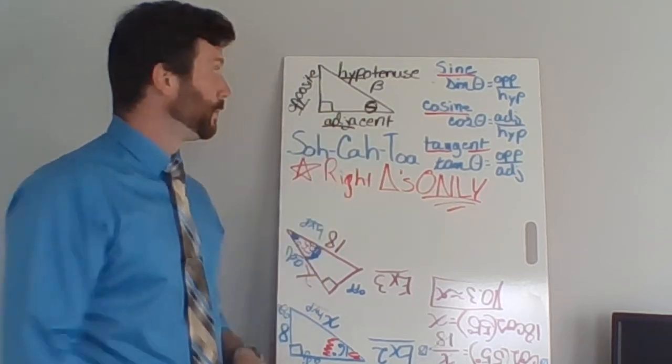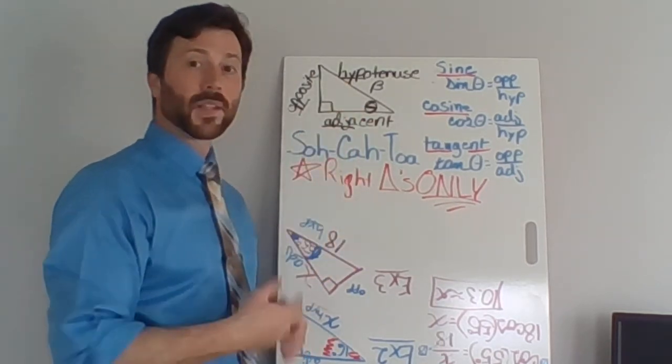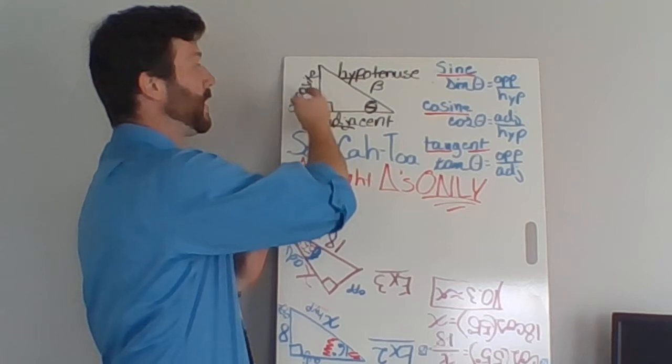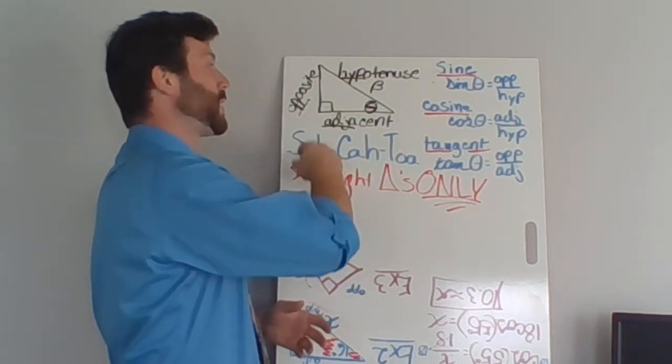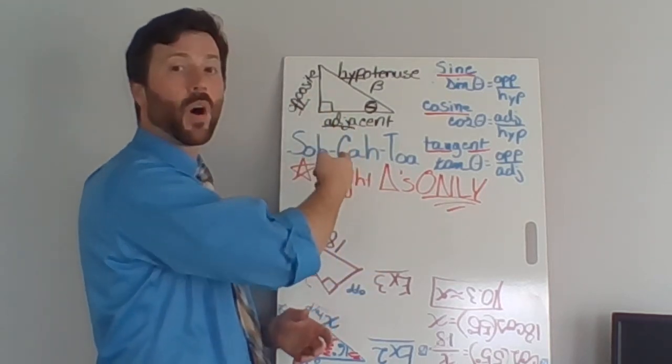So, given a right triangle, the side opposite that right angle is going to be the hypotenuse. The side opposite the given angle we call opposite. And the side right next to that given angle we call adjacent.